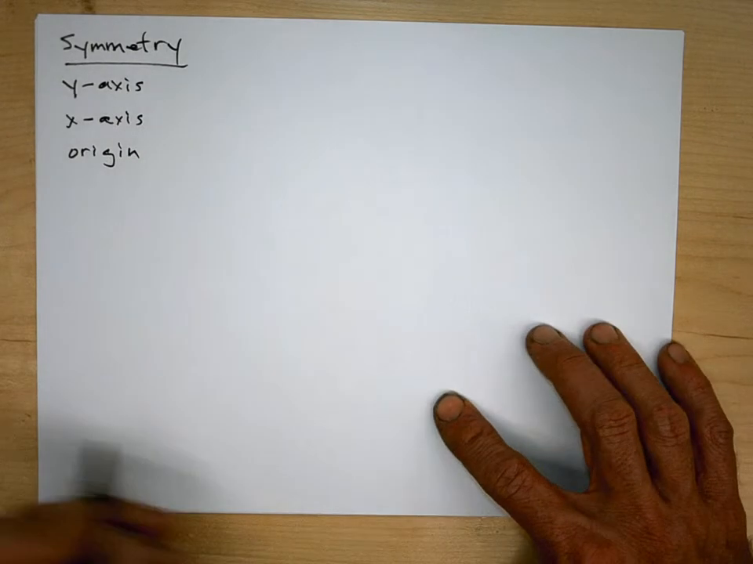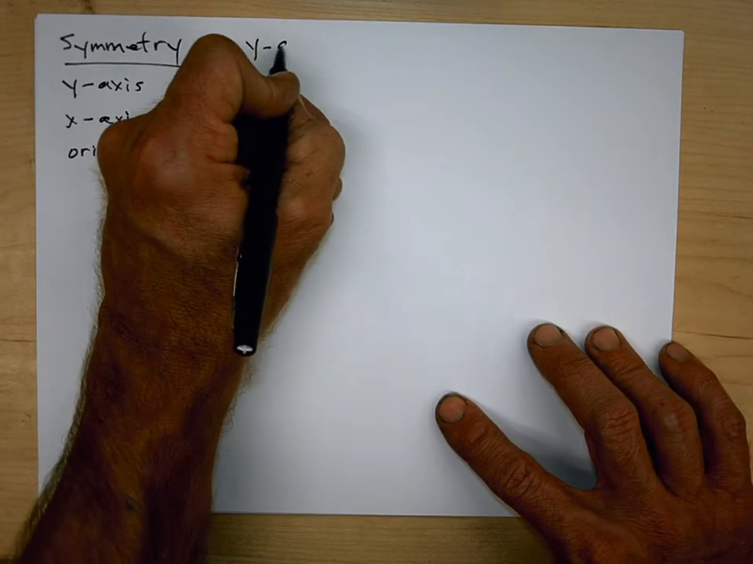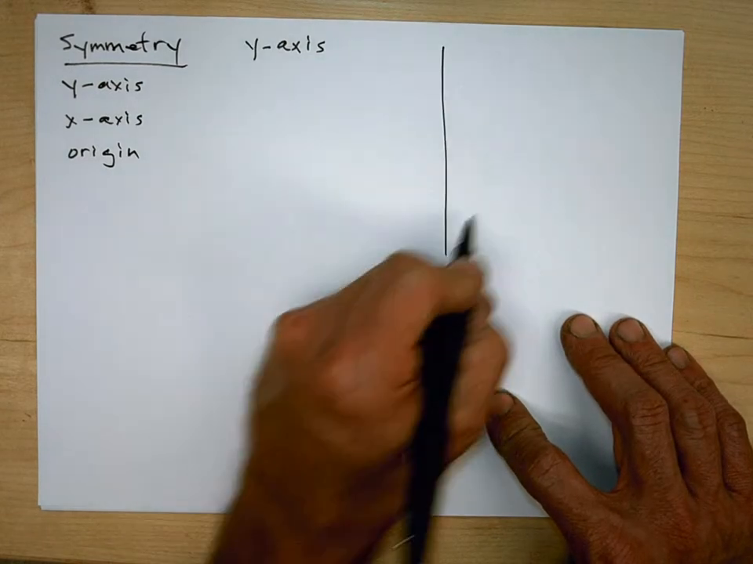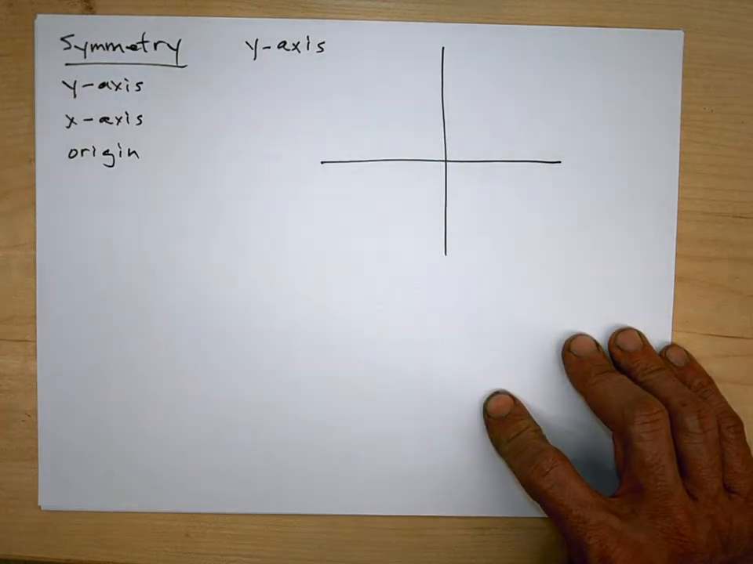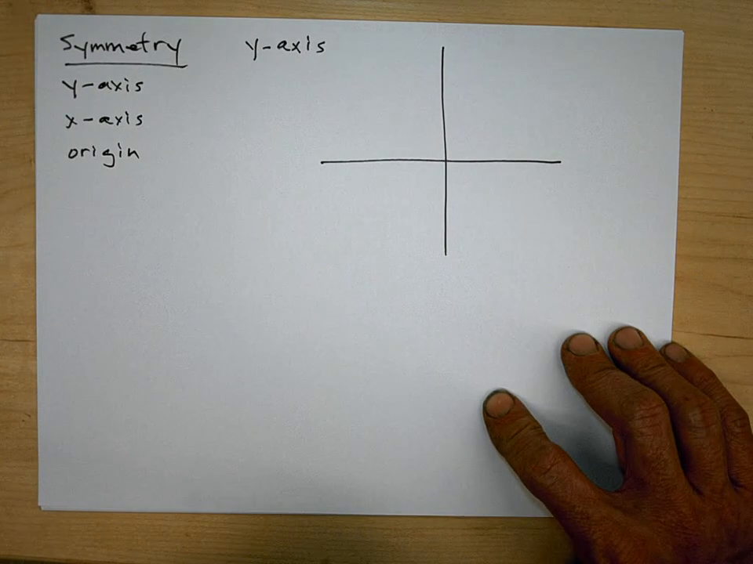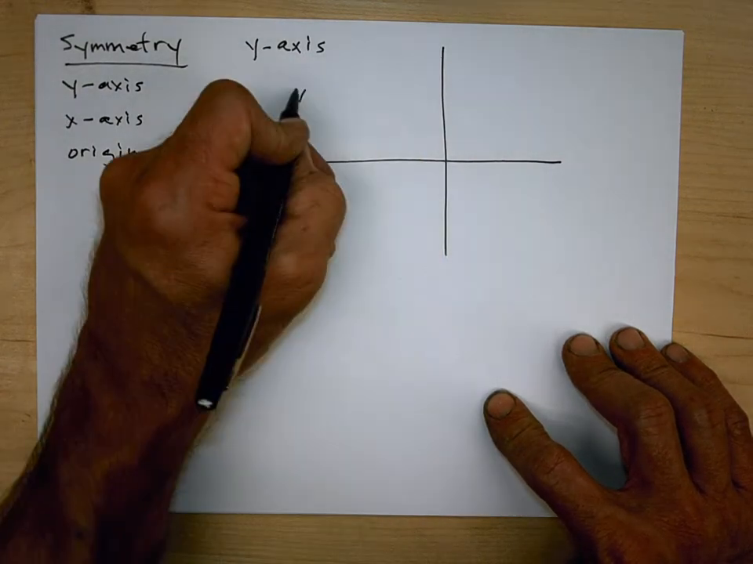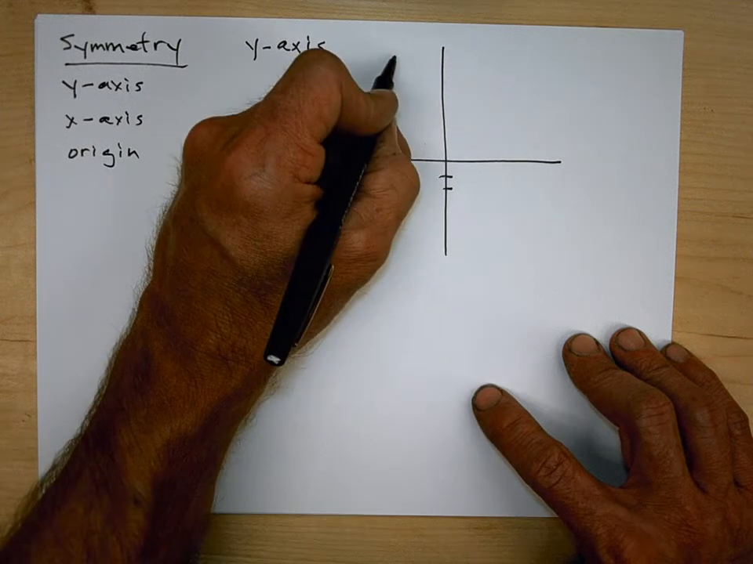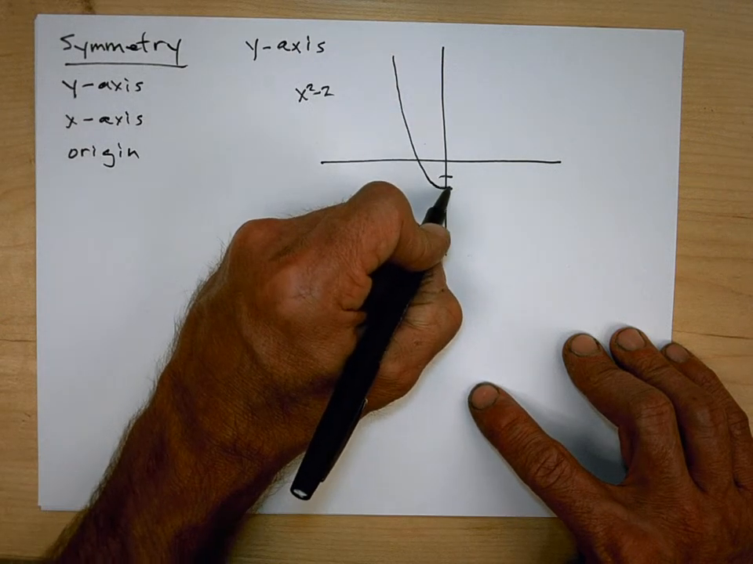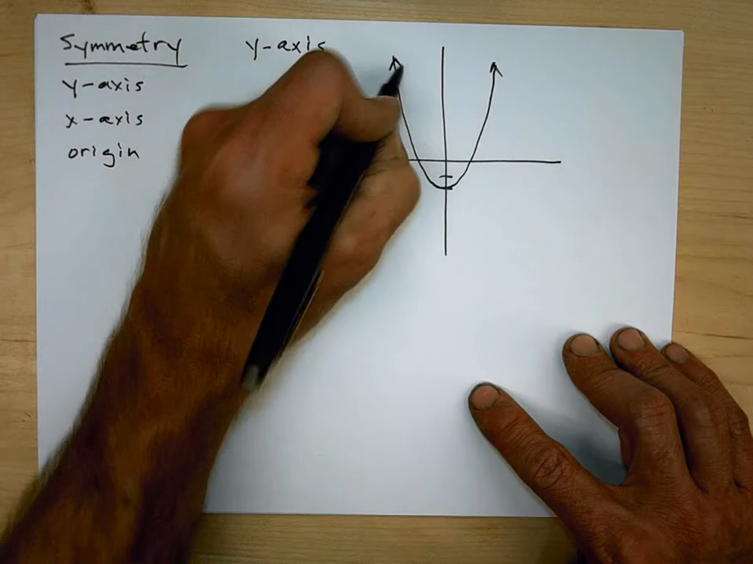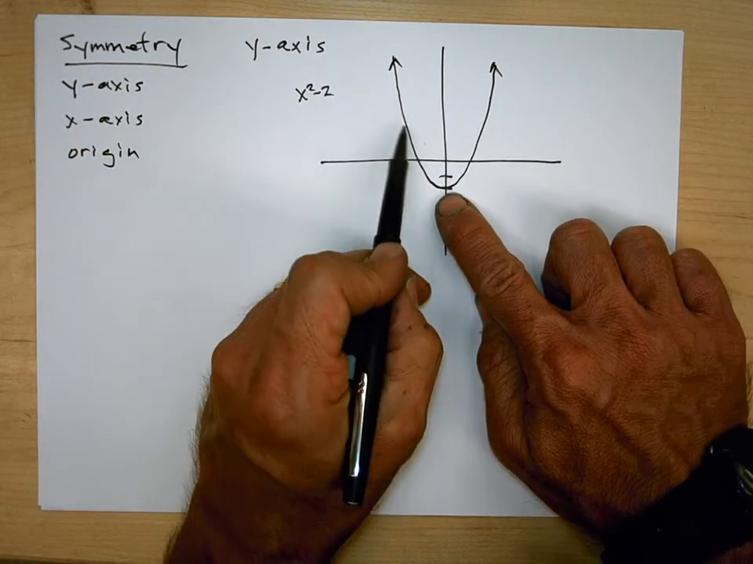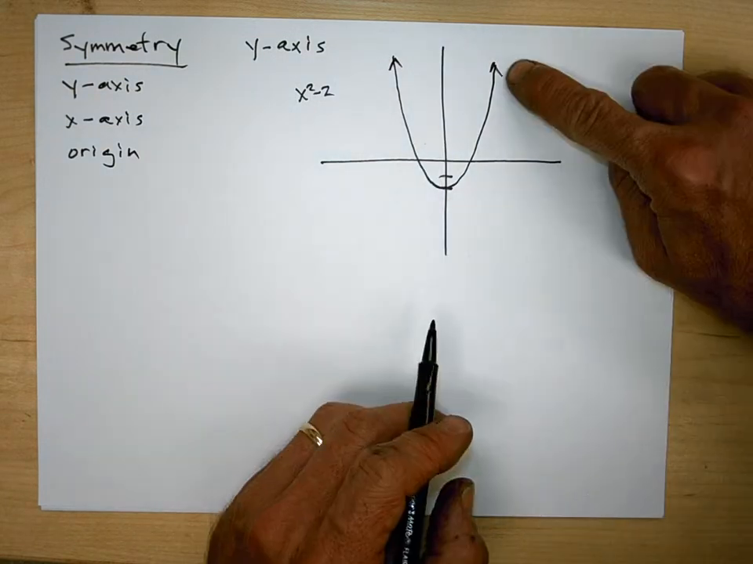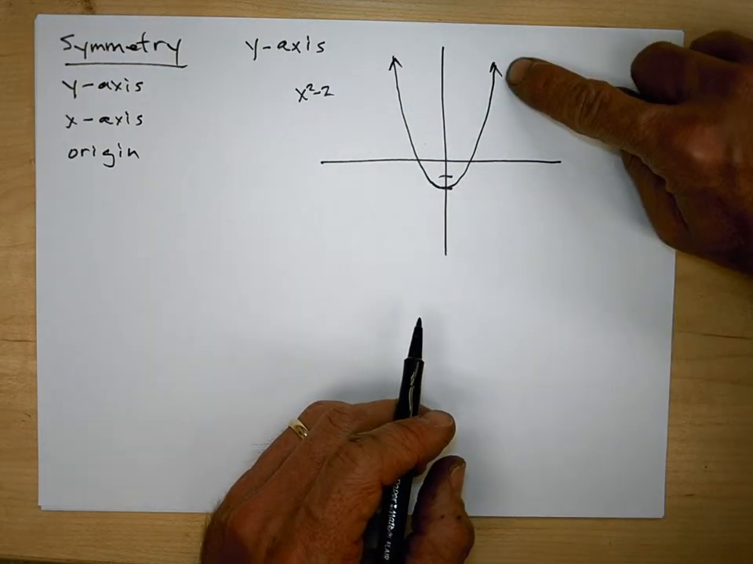All right, so for y-axis symmetry, I think it's easiest maybe just to give an example. So if I have something like x squared minus 2. All right, so we know that our y-intercept is at -2, and it comes down, and it comes back up. So the symmetry is the idea that if you take half of this and reflect it across the y-axis, it looks exactly like a mirror reflection on the other side. All right.